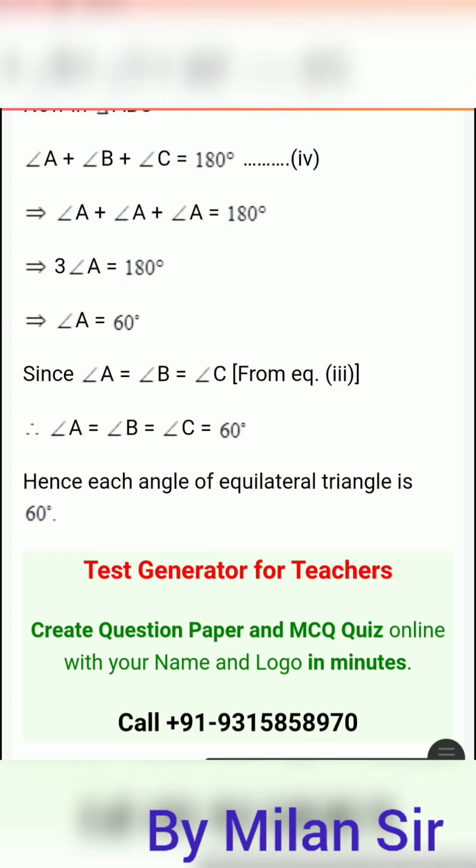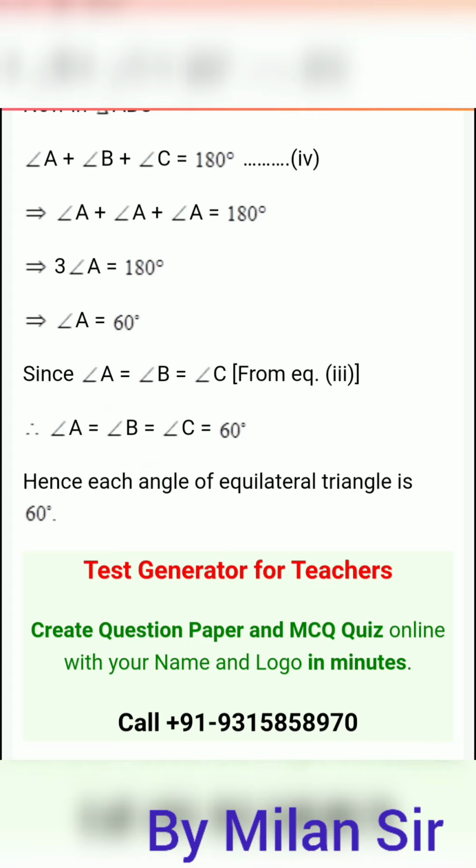Initially we wrote that angle A is equal to angle B is equal to angle C. So all the angles are 60 degrees. Because angle A is 60, angle B and C are also 60 degrees. So angle A is equal to angle B is equal to angle C is equal to 60 degrees.